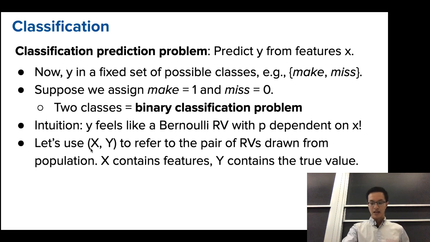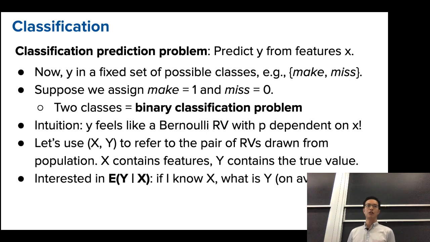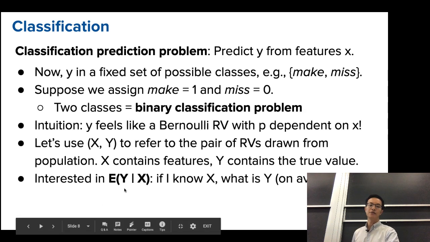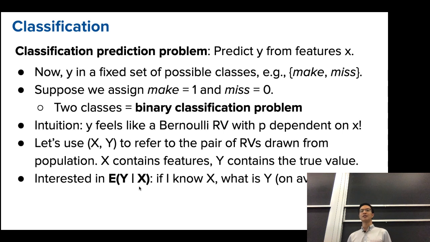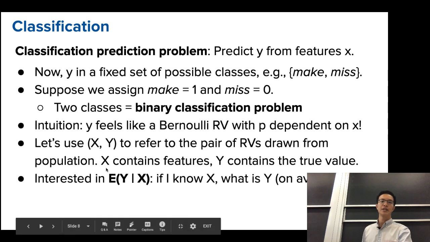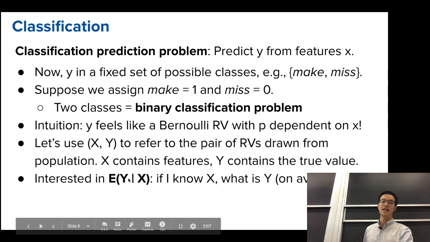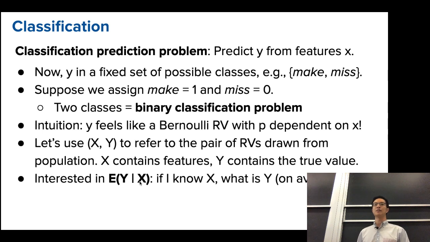And we might be interested in what we denote by expectation of y given x, which translates to, if I happen to know the features, what will y be on average in the population? So this is a statement about the population. This says, in real life, what is my best guess for y if I know these features about that particular shot, that particular brain scan, the particular weather pattern for that day?